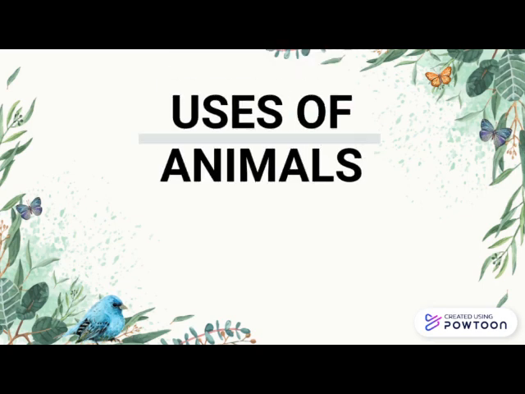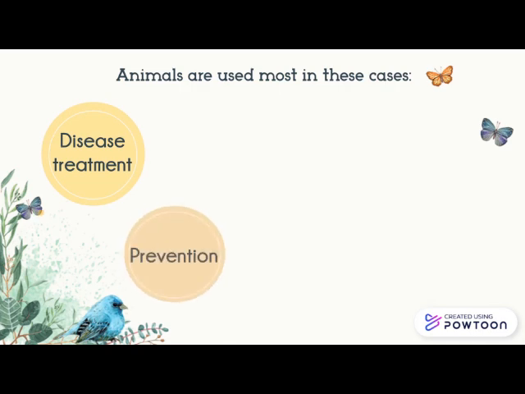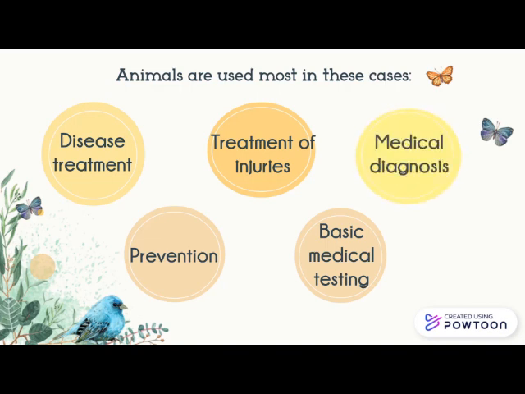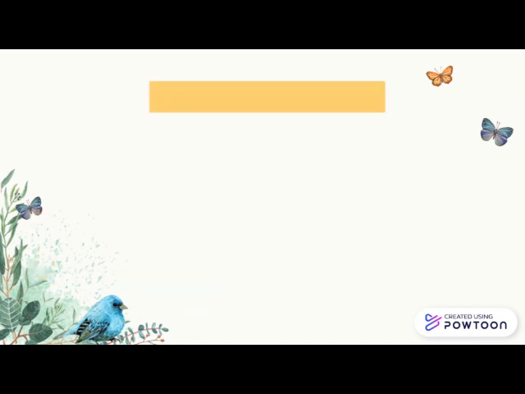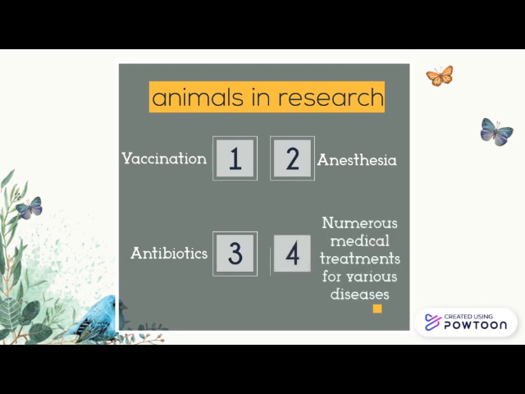I will talk about the uses of animals in research or experimentation. Animals have been used for research or experimentation in place of human subjects for various reasons. In most cases, animals are used for disease treatment, prevention, treatment of injuries, basic medical testing, and medical diagnosis. Animals are also used in research of vaccination, anesthesia, antibiotics, and numerous medical treatments for various diseases.